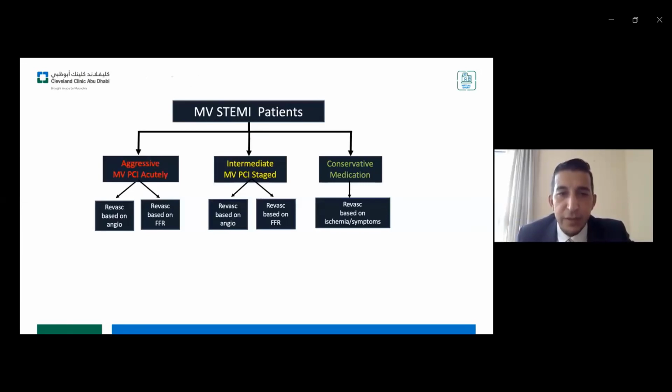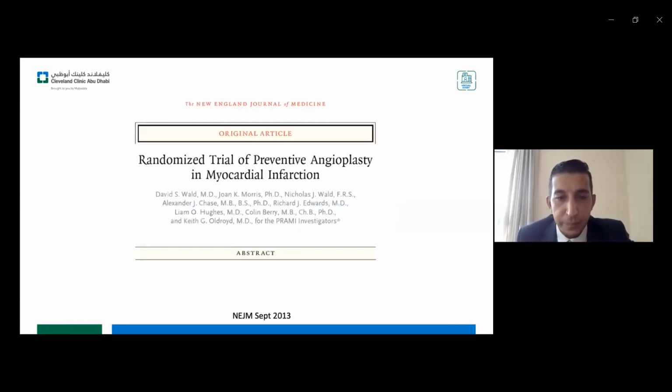If we have a multivessel disease STEMI patient, the traditional approach was the green here on the right, conservative management, revascularization based on ischemia and symptoms. On the opposite pole, you have aggressive multivessel PCI acutely during the initial STEMI. Again, you could do the revascularization either based on angio or based on FFR, or in between, where you use a staged approach, with staging the vessels either based on angiography or FFR.